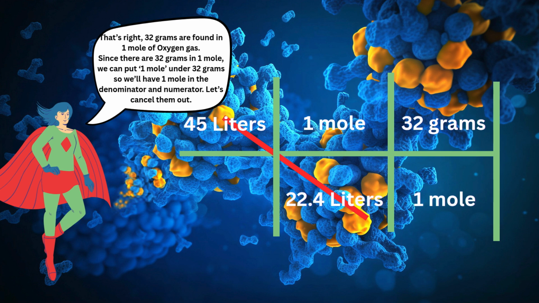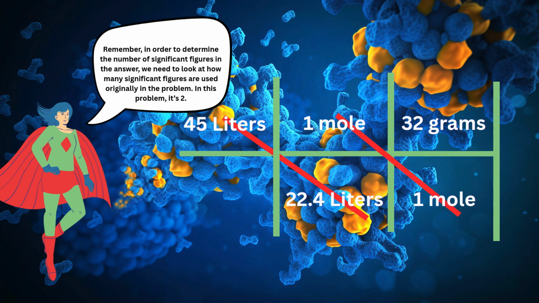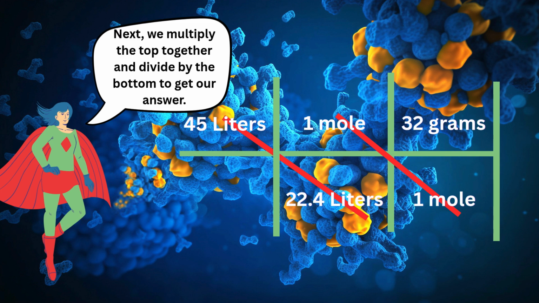Let's cancel them out. Remember, in order to determine the number of significant figures in the answer, we need to look at how many significant figures are used originally in the problem. In this problem, it's 2. Next, we multiply the top together and divide by the bottom to get our answer. Good job, you did it!